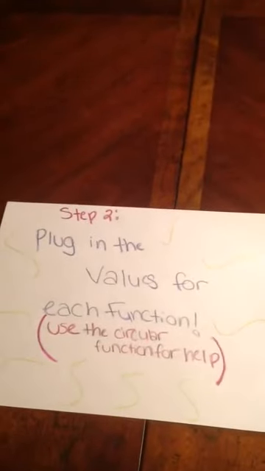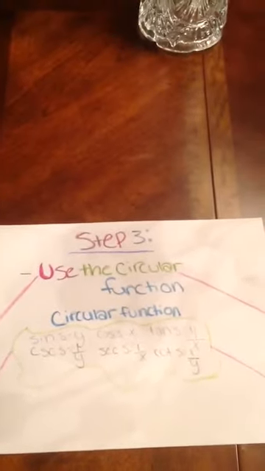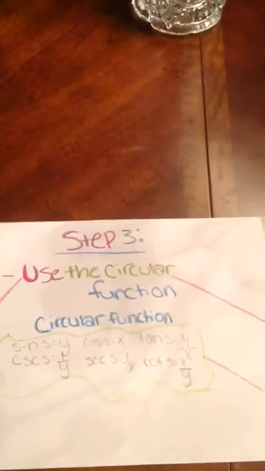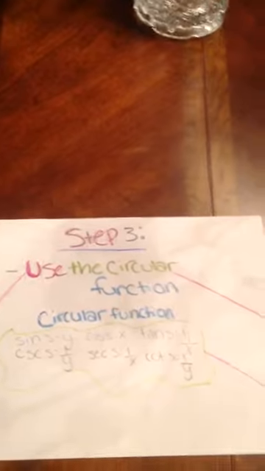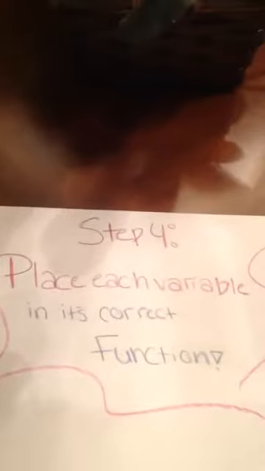Step 2. Plug in the values for each function. Use the circular function for help if you need it. Step 3. Use the circular function. Below are the trigonometric functions to find the circular function of the degree. As you can see, once we plug in the variable, we will get the certain function.